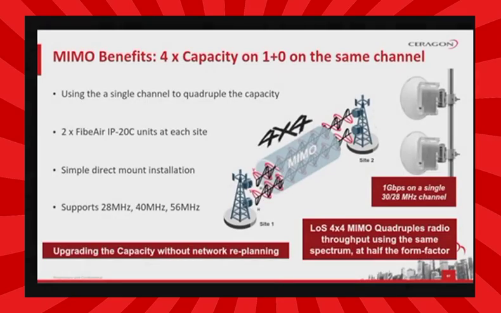Here are the MIMO benefits. Increased capacity. 2x2 MIMO enables transmission of 2 independent bit streams over the same frequency channel, using the same polarization, doubling the capacity of a single 1+0 link, which is the same capacity as an X-PIC link, but using only one polarization. 4x4 MIMO, with dual polarization, enables transmission of 4 independent bit streams over the same frequency channel, quadrupling the capacity of a single 1+0 link, at half the form factor. We can conclude that with MIMO you can upgrade the capacity without network replanning.